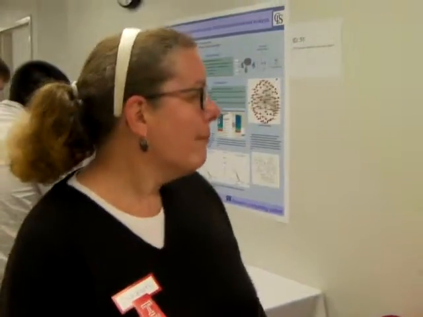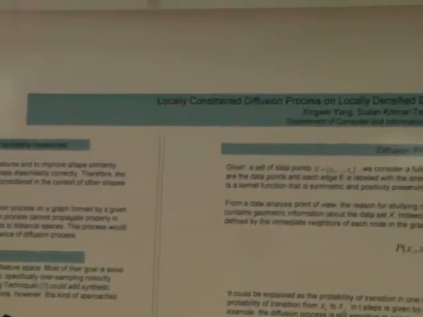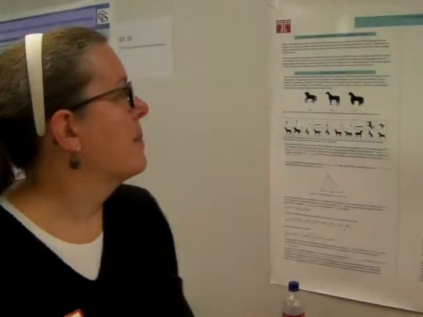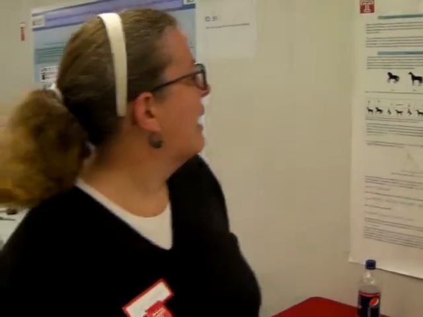Suzanne Kogan-Artizel, PhD student here at Temple under Dr. Long and John Latecki. We have the locally constrained diffusion process on locally densified distance spaces with applications to shape retrieval. Basically, given a database of shapes and then what's called a query shape, say such a horse, can you look at the database and find the top 40 horse results?